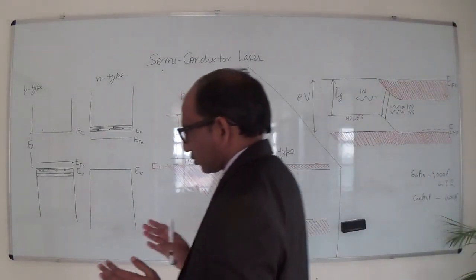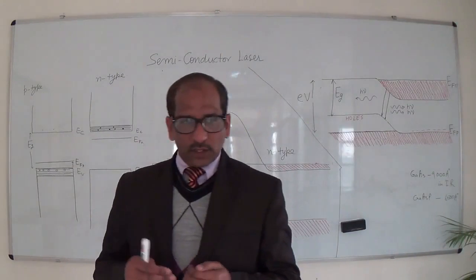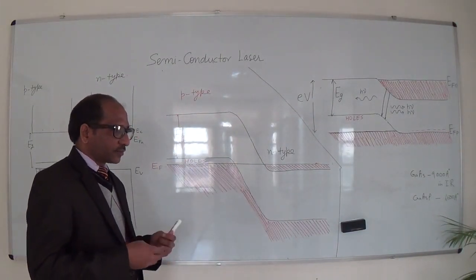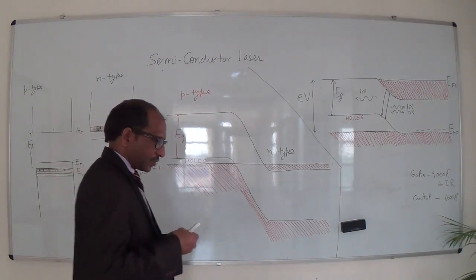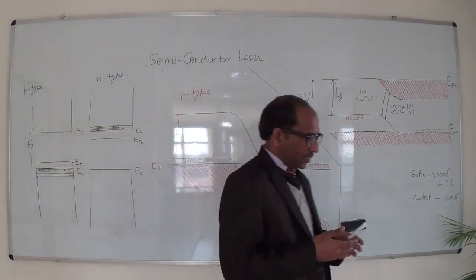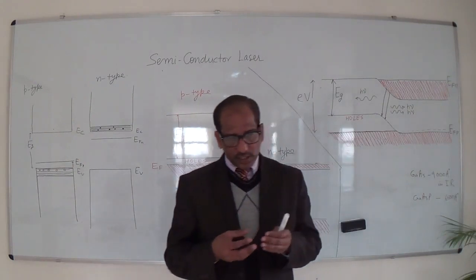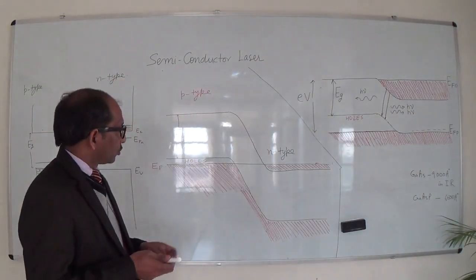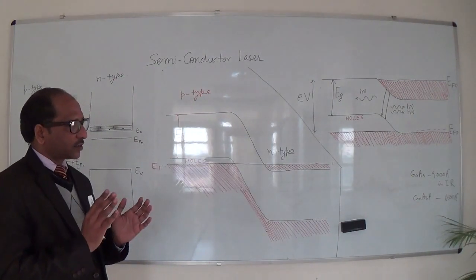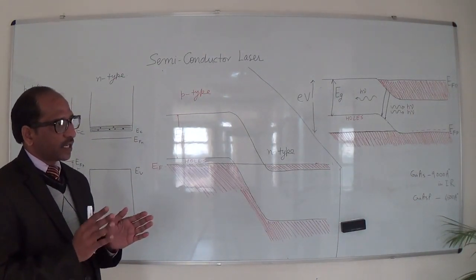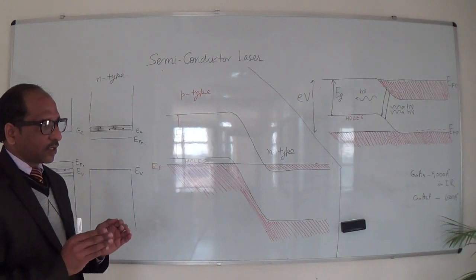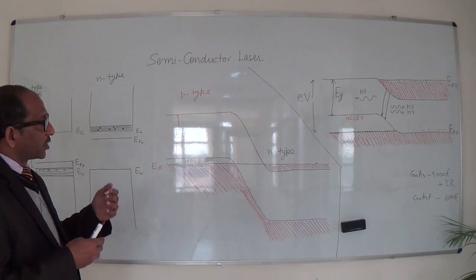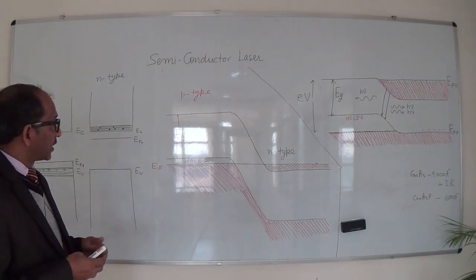In this section of this lecture, I will try to explain how population inversion is achieved in a semiconductor laser, and as a result we get the laser light. First of all, it is necessary to understand the idea of energy bands for semiconductor materials, which we are using here to explain the semiconductor laser working.